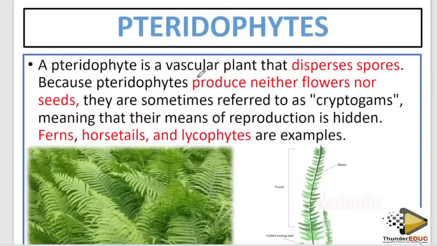So these are pteridophytes, vascular plants. The difference between the bryophytes and the pteridophytes: sometimes you call them pterophytes, sometimes we call them pteridophytes. It's the same thing. So these are vascular, they have a vascular bundle, but bryophytes don't have a vascular bundle. They require a film of water to carry out reproduction. But bryophytes require a lot of water for reproduction.